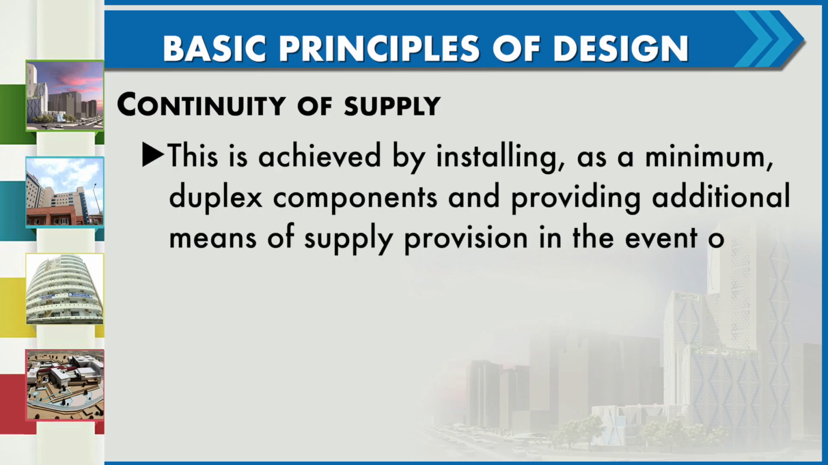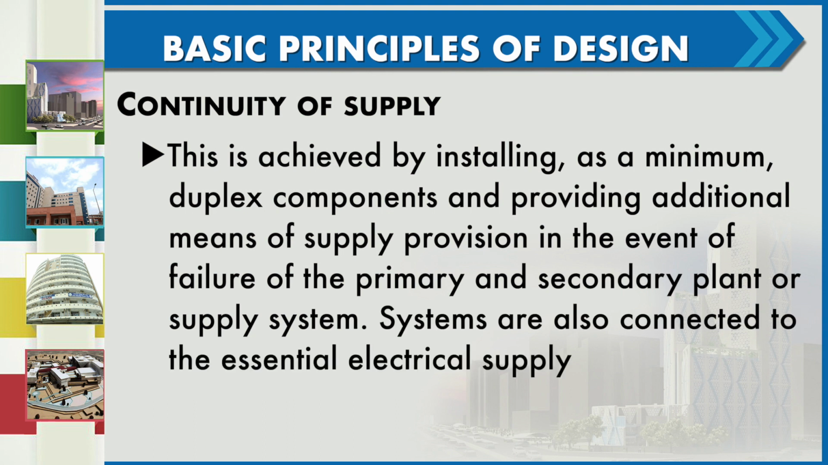Continuity of supply. This is achieved by installing, as a minimum, duplicate components and providing additional means of supply provisions in the event of failure of the primary and secondary plant or supply system. Systems are also connected to the essential electric supply.